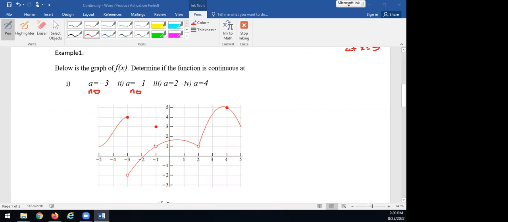We have a hole in the graph. Everybody see that? And then the function value is different. What about at x equal to 2? No, because there is a hole. So even though the limit exists, there's no function value. It's discontinuous at that point. What about when x is equal to 4? Yes, it's continuous. As you can see, the limit is 5 and the function value is also 5.